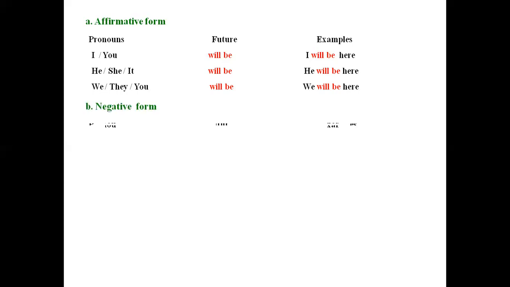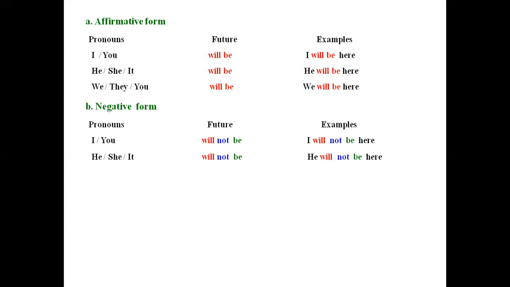In the negative form, the pronouns I and you, plus will plus not, plus be. Example, I will not be here. So here we need to put the negative form not between will and be to form the negative sentence or the negative form.